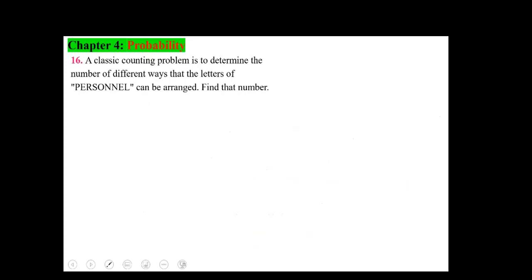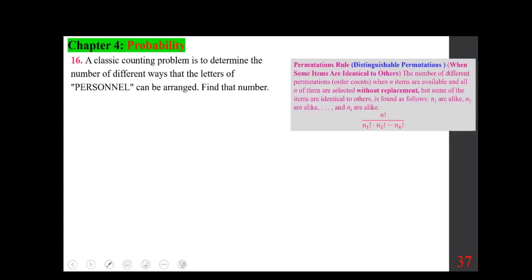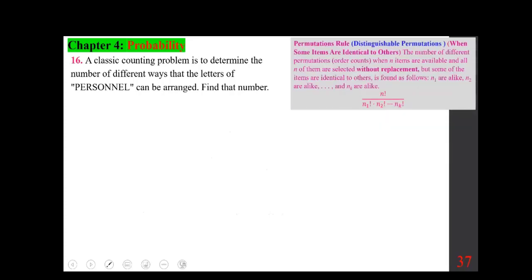Number 16. A classical counting problem is to determine the number of different ways that the letters of "personnel" can be arranged. Find that number. So first, a quick reminder of permutations, and in this case, a distinguishable permutation when some letters are identical to others. The formula is n factorial over n1 factorial times n2 factorial, and so on and so forth. It gives the number of different permutations when n items are available and all n items are selected without replacement, but some of them are identical.